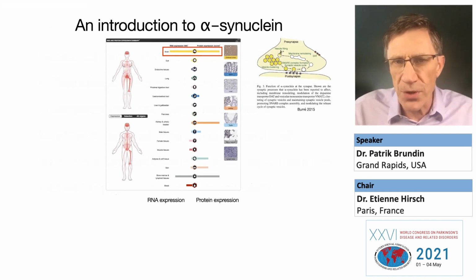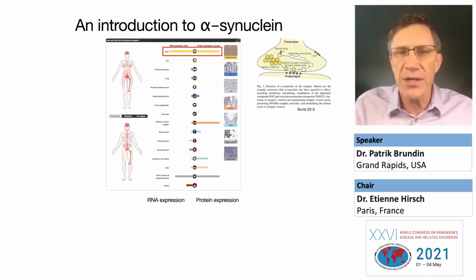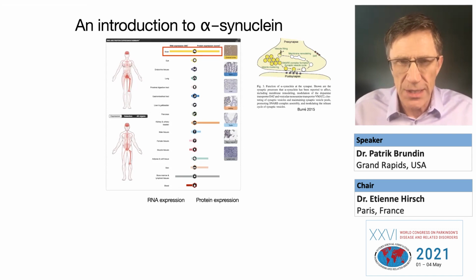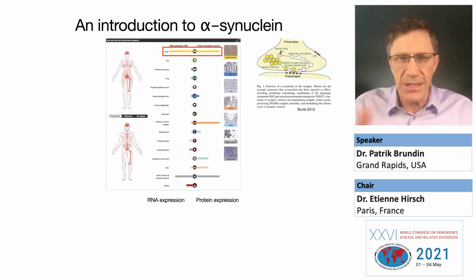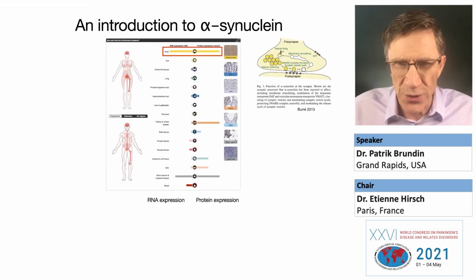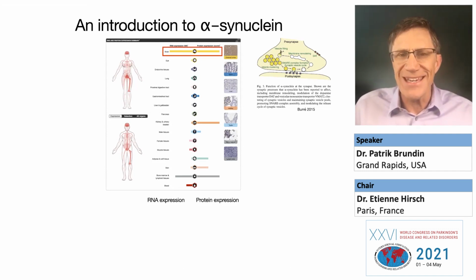So an important protein. Amazingly, removing alpha-synuclein in knockout mice has very small consequences on the behavior and the function of those mice. But this is what alpha-synuclein is believed to do in the brain.